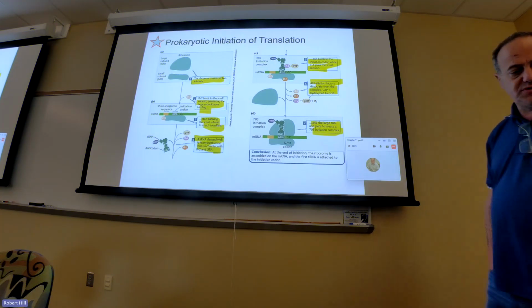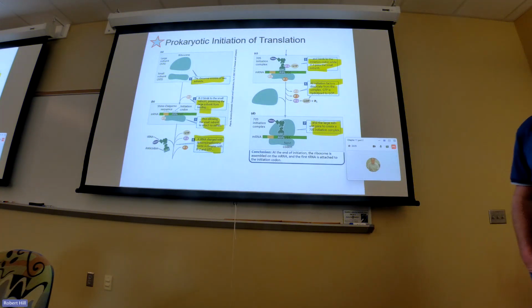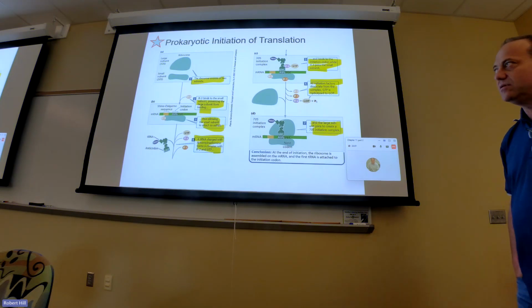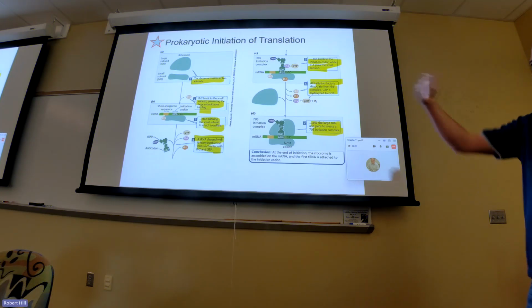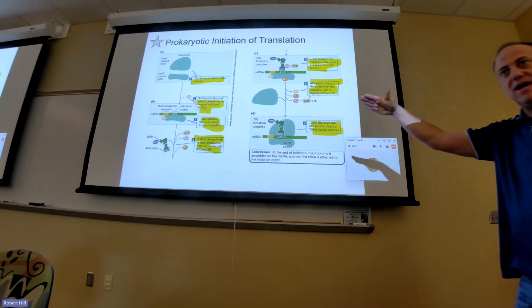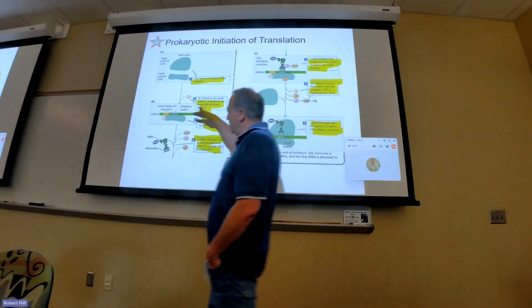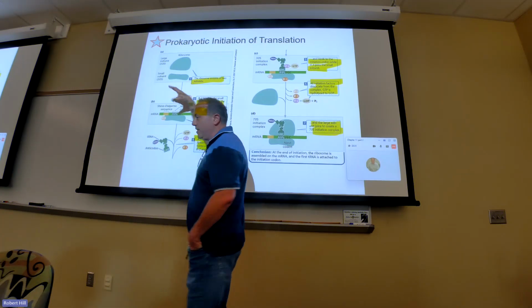All right, so what are the steps? The first step is that initiation factor IF3 will bind to the small ribosomal subunit. What it's doing is preventing the large ribosomal subunit from binding to it. Because if that were to clamp down before, you wouldn't be able to proceed. What needs to happen is the mRNA needs to come in and stick to the small ribosomal subunit. So IF3 is preventing the large unit from coming in.